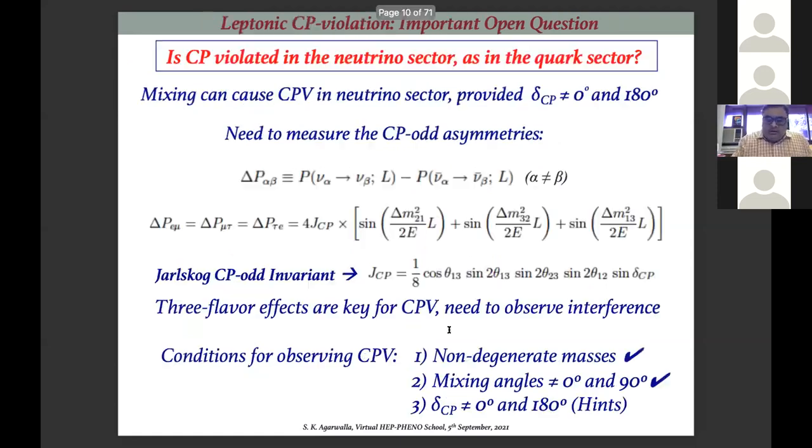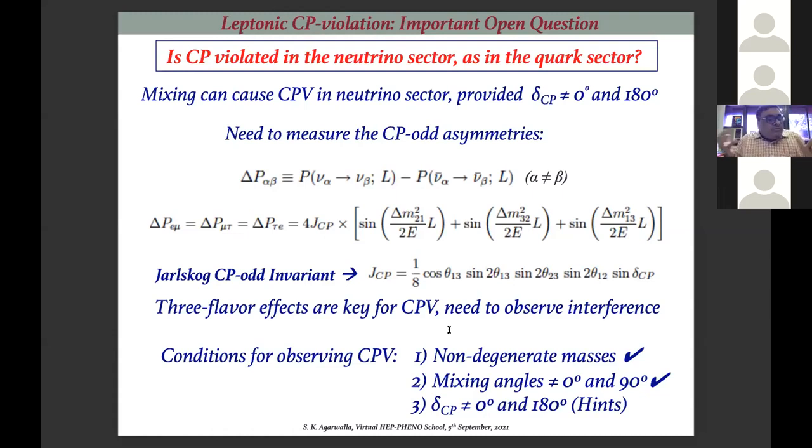The third important question in the neutrino oscillation paradigm is whether CP, the product of the fundamental symmetries charge conjugation and parity, is violated in the neutrino sector, as we have seen long back in the quark sector. As I told you, when you wrote down the 3-flavor model, you could invoke a CP phase because we are in the 3-flavor paradigm. Now, if that phase is not equal to 0 or pi, then this can cause CP violation.